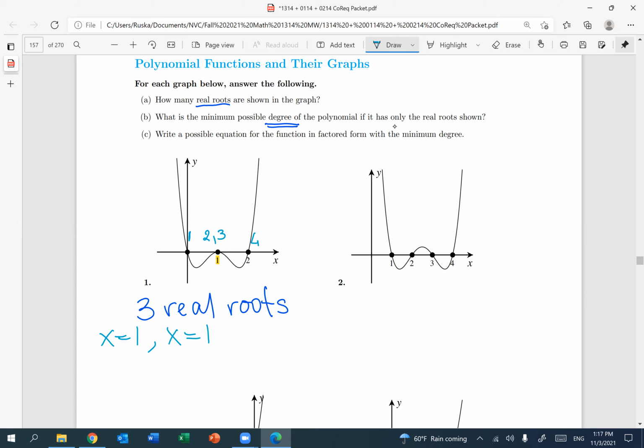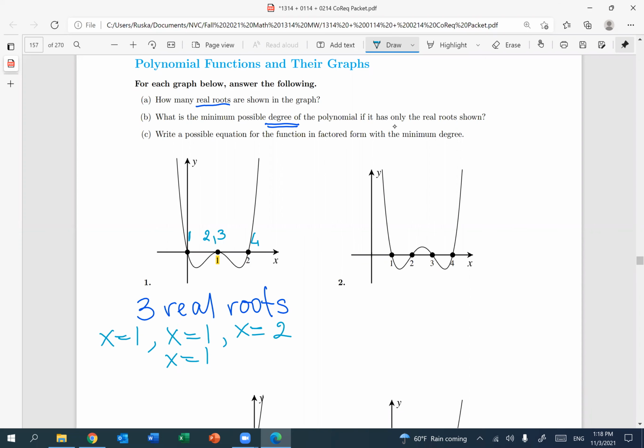But this is a multiple solution. That means you have another one, x equals 1. These are always in pairs. So if you bounce, it's always in pairs. And then you have another one, which is x equals 2. So these are the x-intercepts. These are the actual solutions of the quadratic equation.